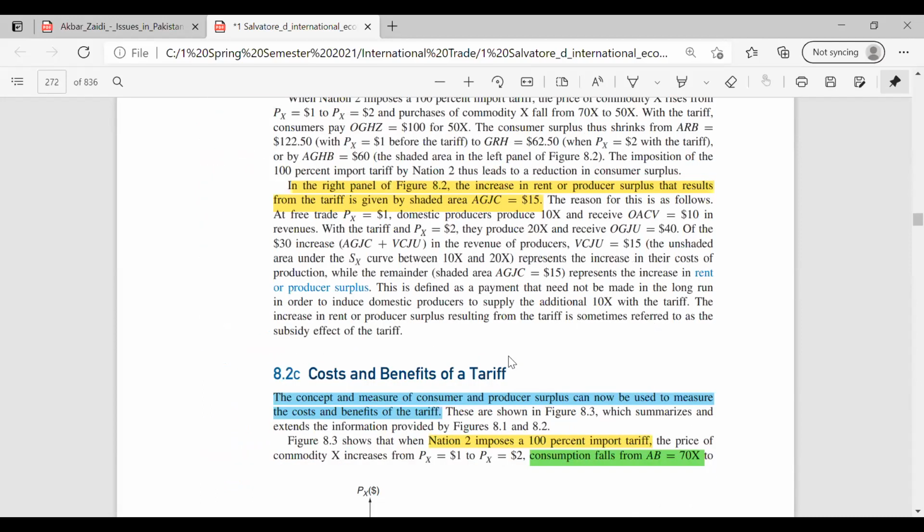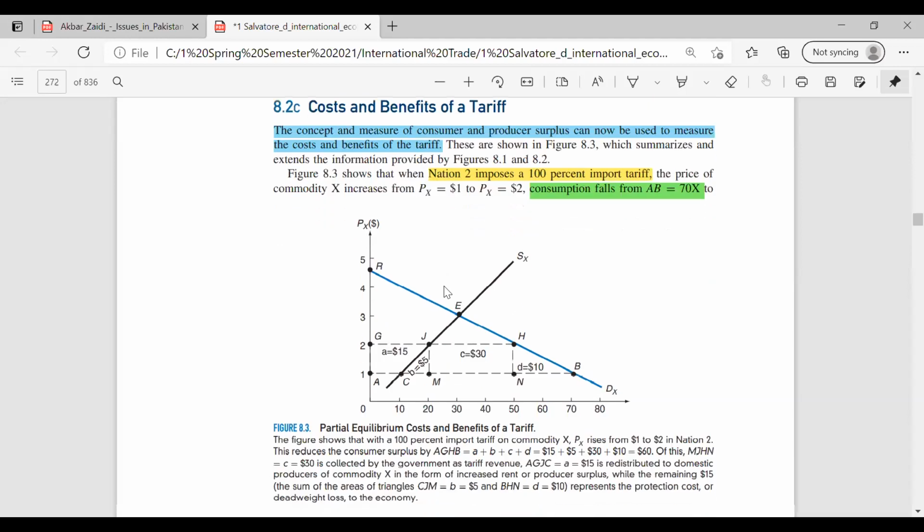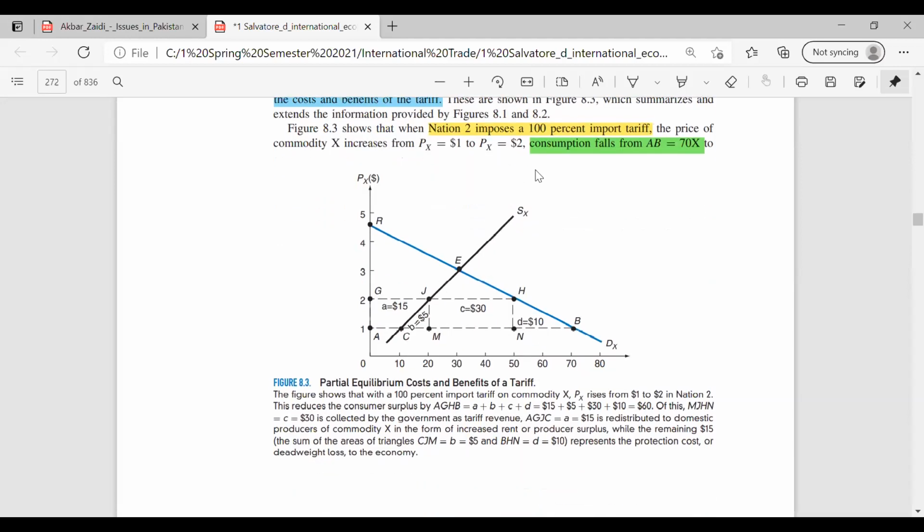So, keeping in mind the changes in consumer surplus and producer surplus, we may explain the costs and benefits of a tariff. Here, after the imposition of the 100% tariff, consumption falls from 70 X to 50 X.